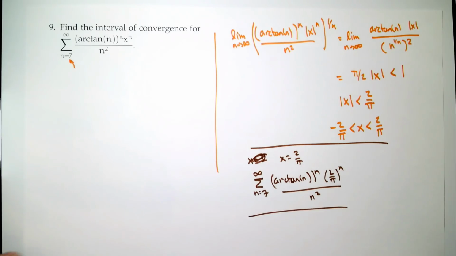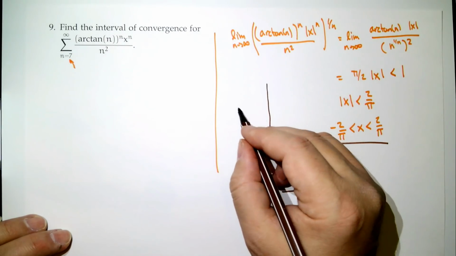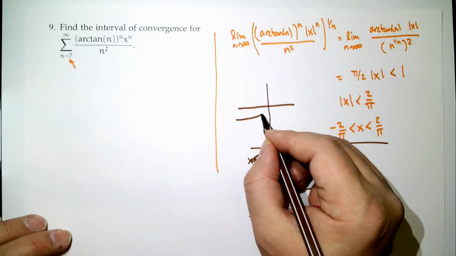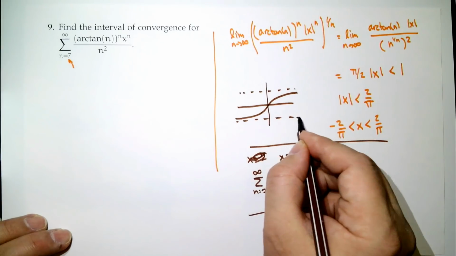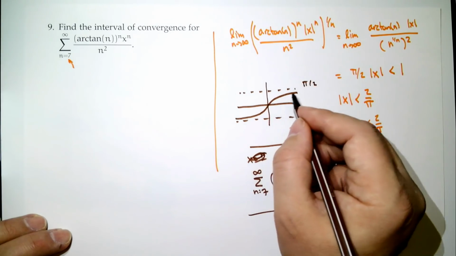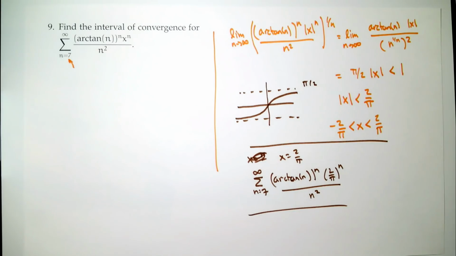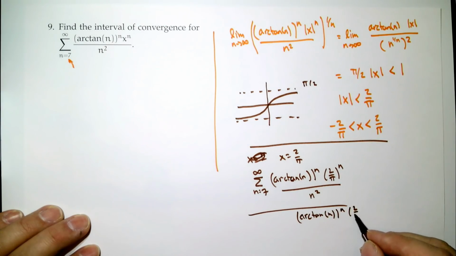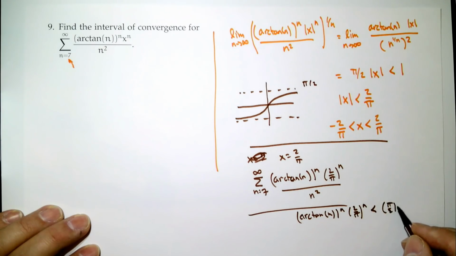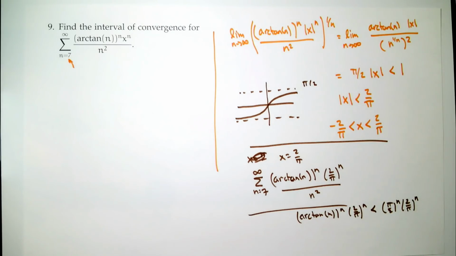So if we draw the arctangent, and I feel bad, we really should have drawn arctangent more often in this class, it looks like this. Here's my pi over 2. I'm getting closer to pi over 2, but I'm getting to pi over 2 from below. So, what's the point? Arctangent of n to the n times 2 over pi to the n has to be below pi over 2 to the n times 2 over pi to the n, because arctangent's below pi over 2.